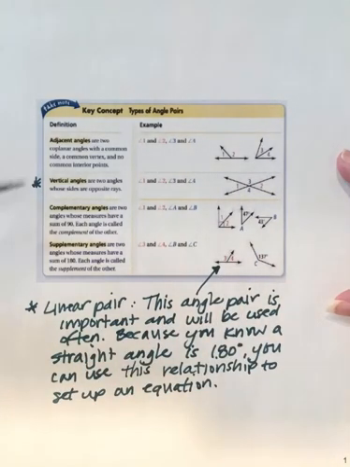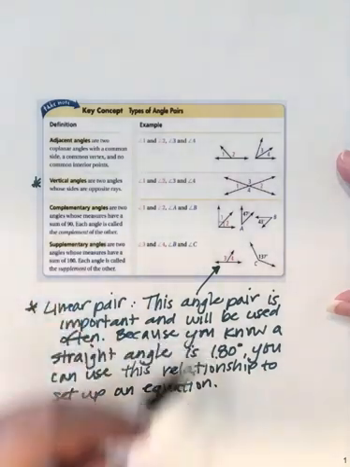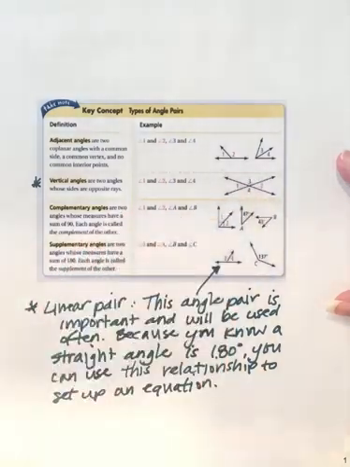Vertical angles are, one, incredibly important. That's why I put a little asterisk there. They are two angles whose sides are opposite rays. I think that's kind of confusing though. I just think of it more in terms of whenever you have two lines that intersect each other, you're going to have two sets of vertical angles.